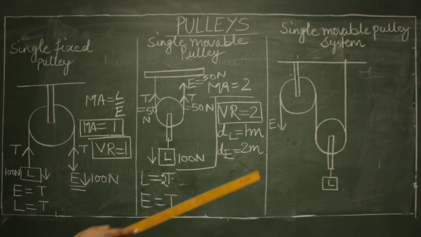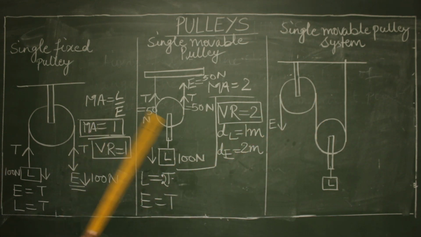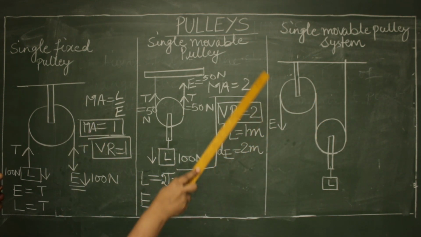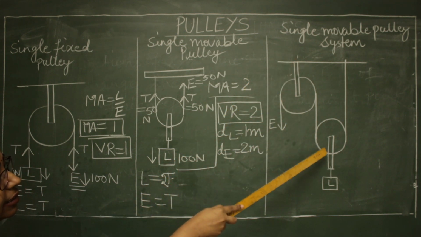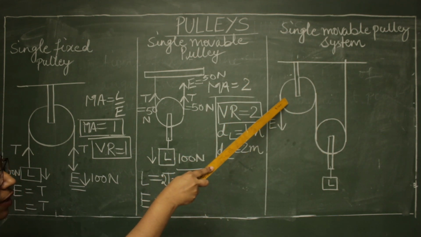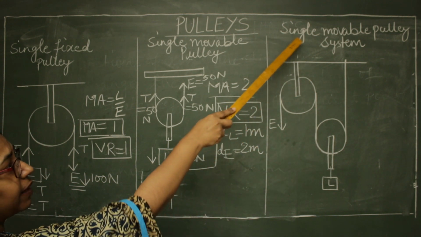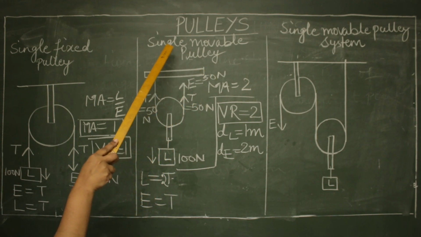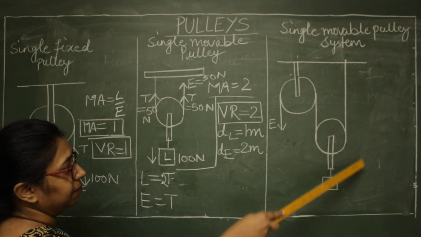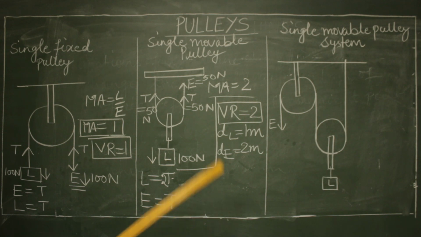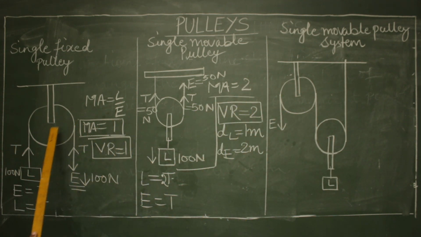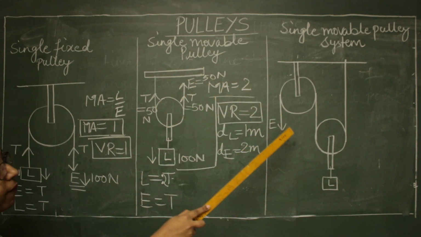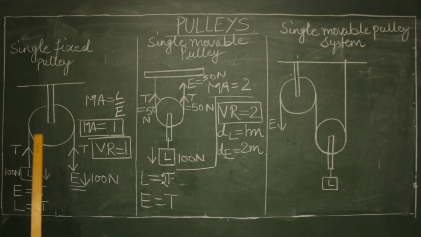So the third one, which is a modified version of both of them and definitely better, consists of two pulleys, one fixed and the other one movable, and that is why it is called the single movable pulley system. The previous one was a single movable pulley, but this is a system of two pulleys, one fixed, another one movable. That means now we have joined both of them to overcome the drawbacks of the previous two versions of pulley.